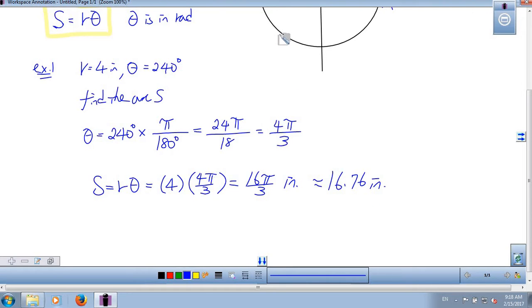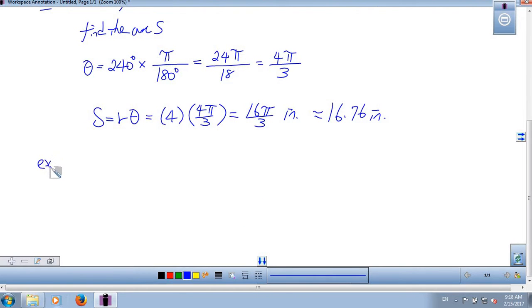This is a very straightforward thing, but let's try another example and see what happens. Given, let the radius be equal to 15 centimeters, and let the central angle be 16.